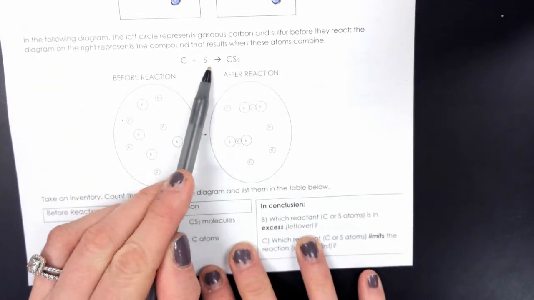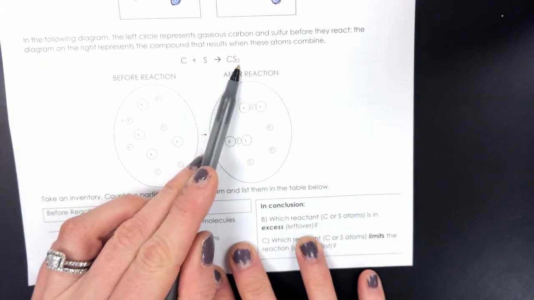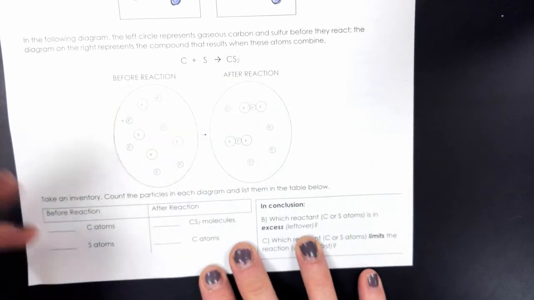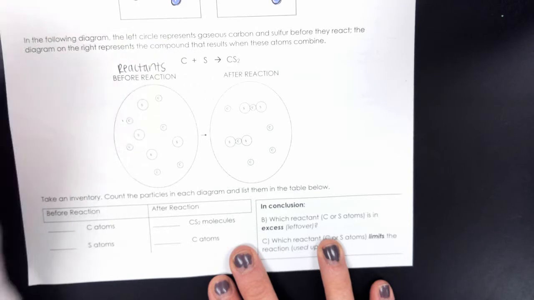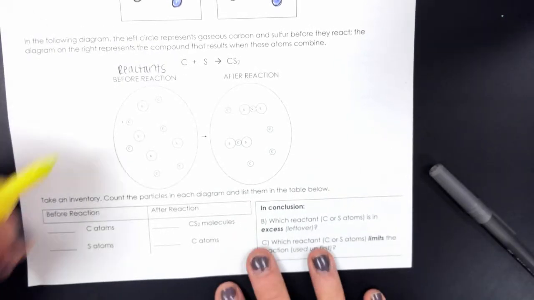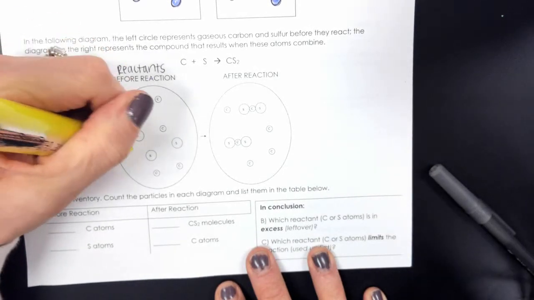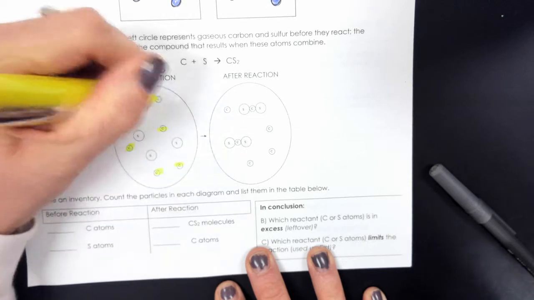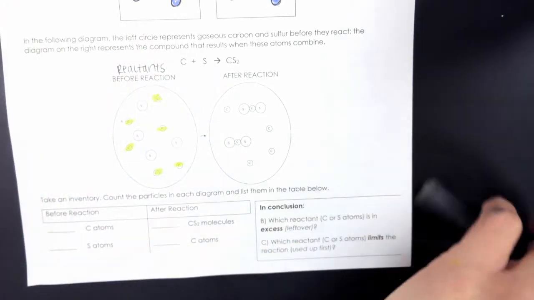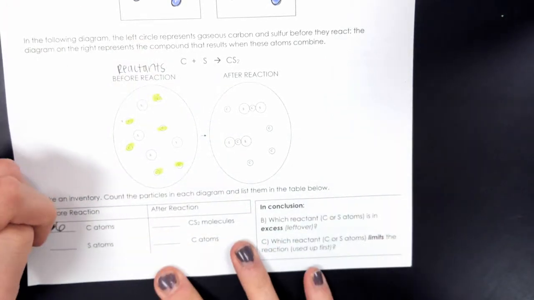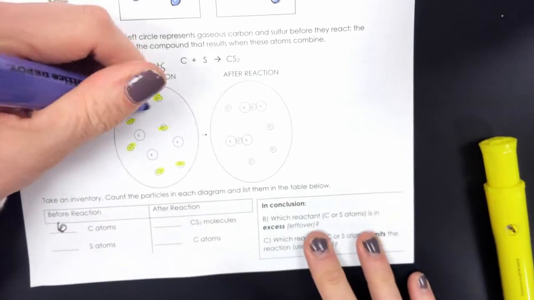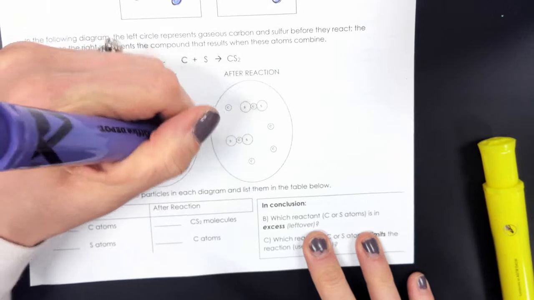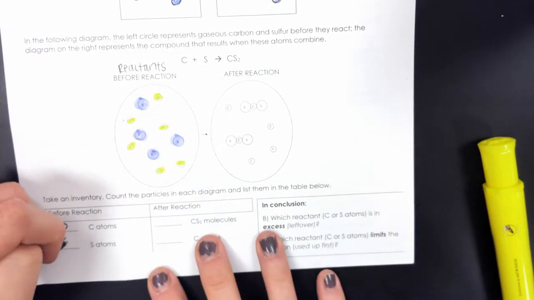Carbon plus sulfur produces carbon disulfide. Okay, before the reaction, so your reactants, you have how many carbons? 1, 2, 3, 4, 5, 6 carbons. Okay, so I'm going to go ahead and fill these in because I know I'm going to have to answer these later. And 1, 2, 3, 4 sulfurs.